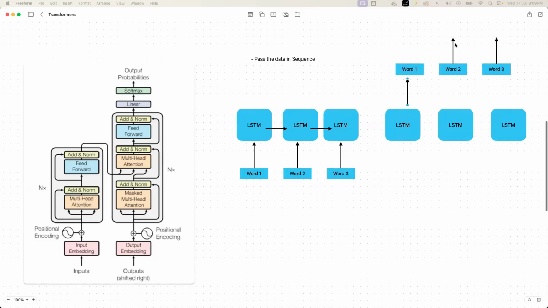Okay, so assuming that this is the translated words that I've got. Okay, this would be the translated words. So the connection over here will be like this.